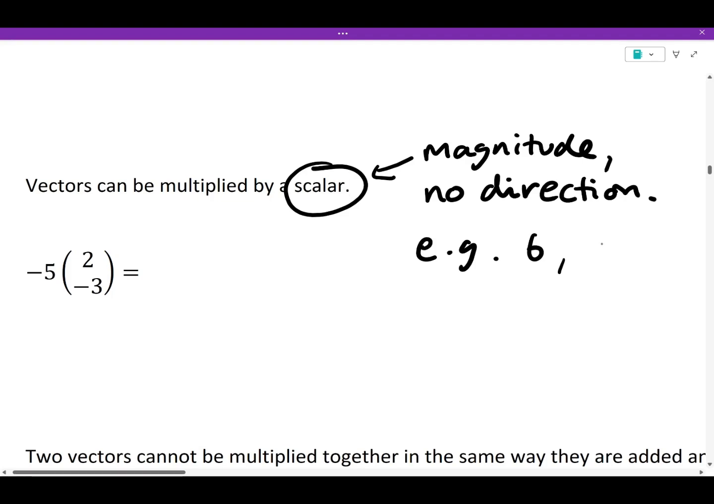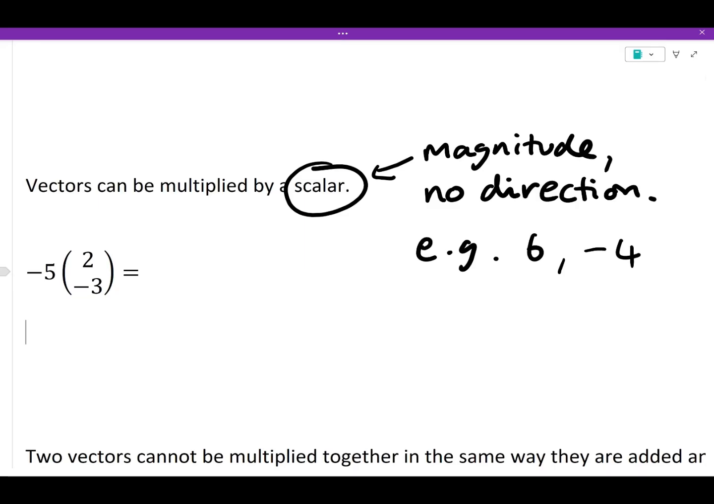Another example could be a negative number like -4. Numerical values are the types of scalars that you're going to be dealing with. If we consider a vector, which is not a scalar, the individual components of our vector are scalars, but the vector as a whole, because it has direction, is not a scalar. Vectors can be multiplied by a scalar, and how we do this is we multiply the horizontal component and the vertical component by that scalar.